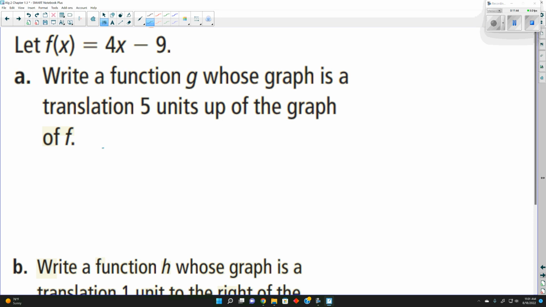Let's look at this one here. Write a function g whose graph is a translation 5 units up of the graph of f. So we move a function up or down. We're using the general form of f of x plus k. And k is 5. Yes. Would it be positive or negative? Positive. Down's negative. Down and left's negative. Up and right, positive.